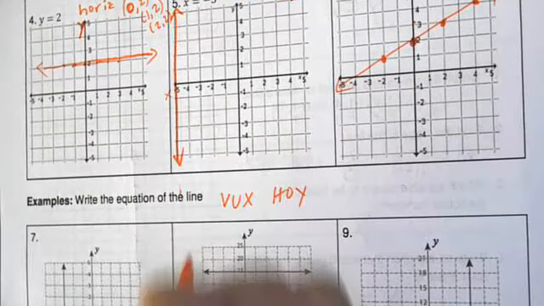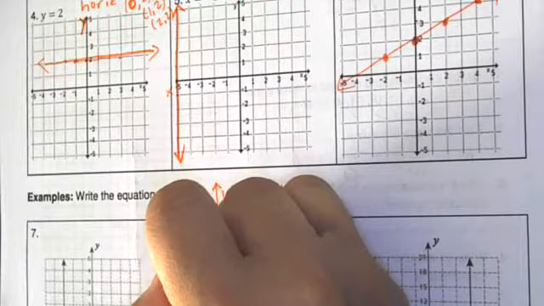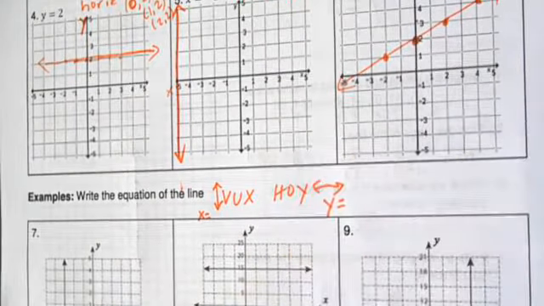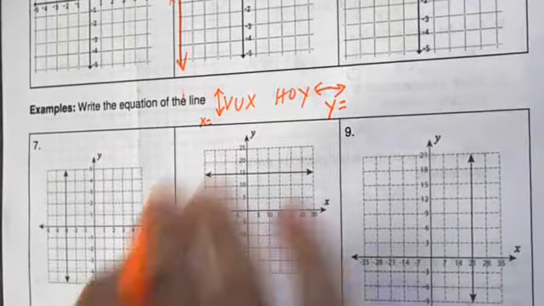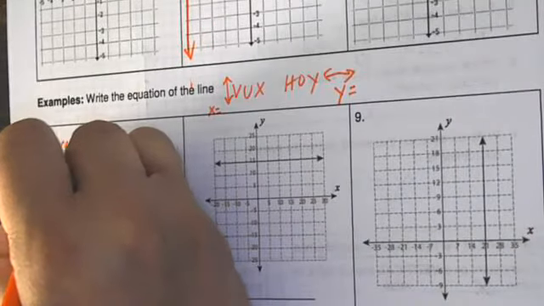If that doesn't help you, then just think vertical lines are always x equals a number. Horizontal lines are always y equals a number. So that can help us when we see whichever graph it is, then we know how to write the equation for it. So this first one is a vertical line.